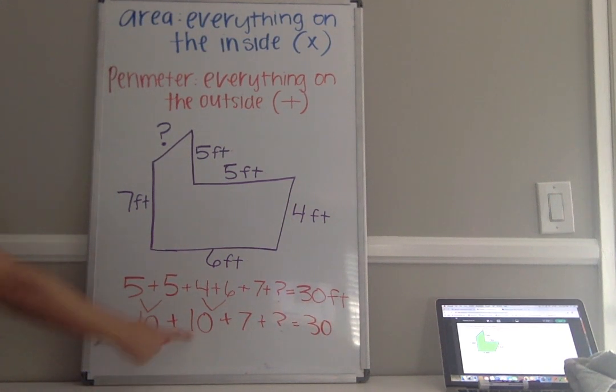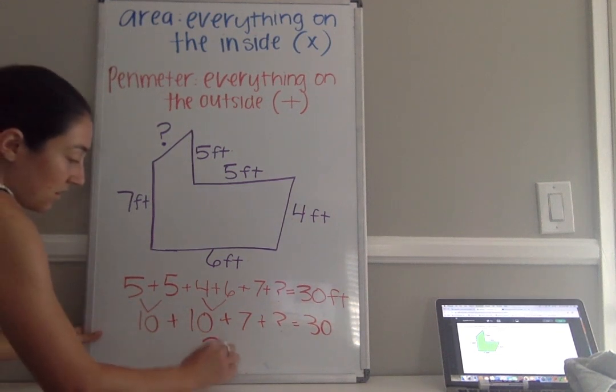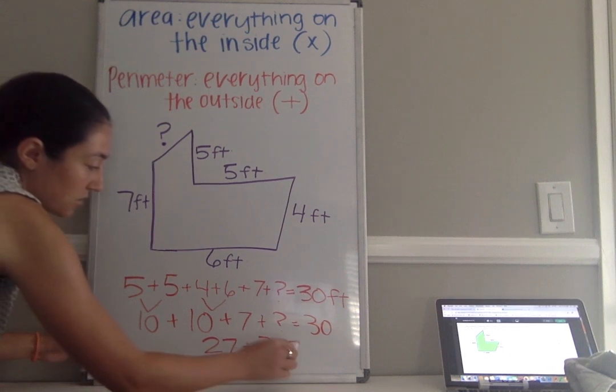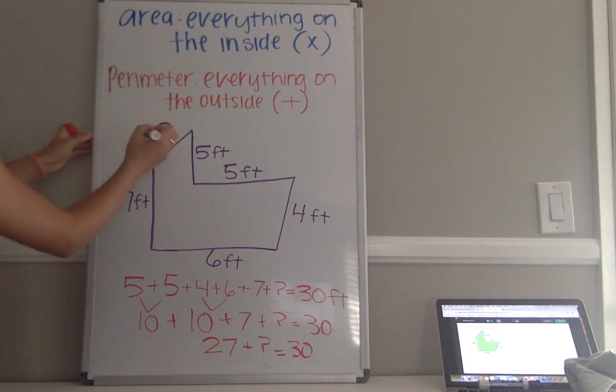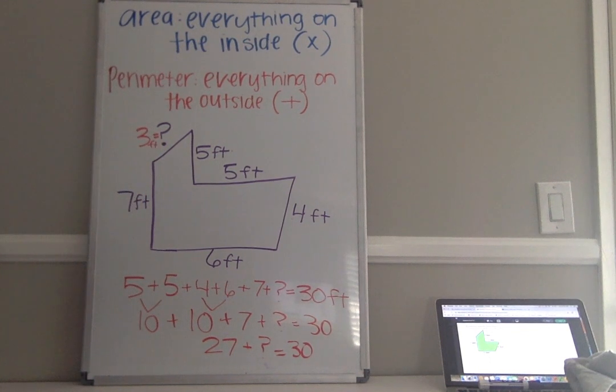So now 10 plus 10 is 20, plus 7 is 27, plus question mark equals 30. So you can either count up from 27 now until you get to 30 to figure out what the question mark equals, or you can subtract 27 from 30. Either way, your answer is going to be 3. So now I know that my question mark is equal to 3 feet.